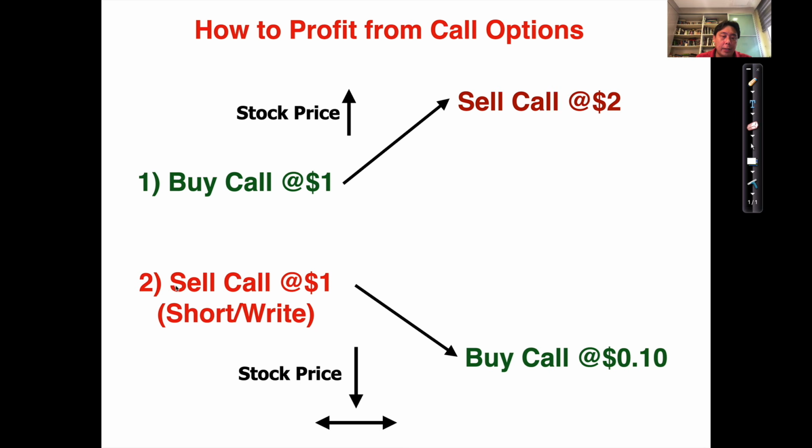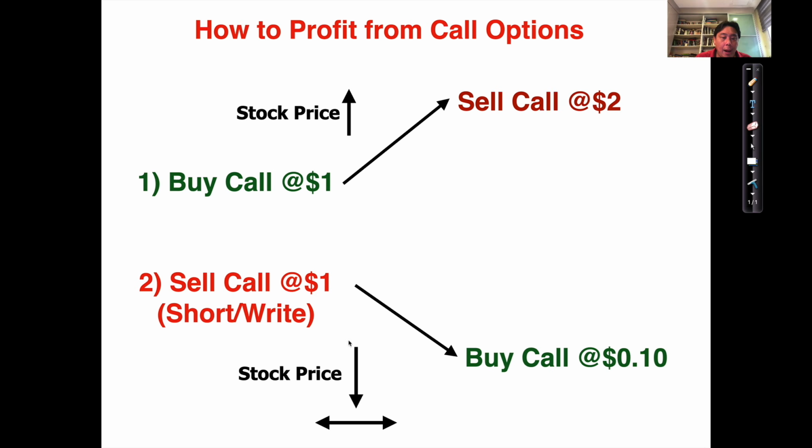So say you sell the call at $1, and from $1 the call loses value. Eventually it drops to 10 cents. You could buy it back at 10 cents. So you sell at $1, you buy it back at 10 cents, you make 90 cents. The best scenario, of course, is if the call goes to zero and expires worthless, then you don't even have to buy it back. Then you get the full dollar.